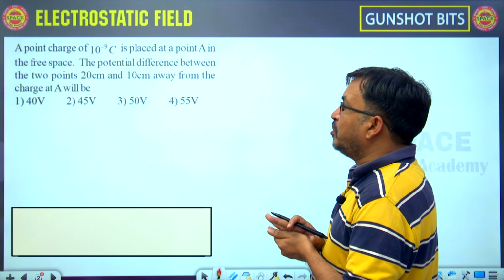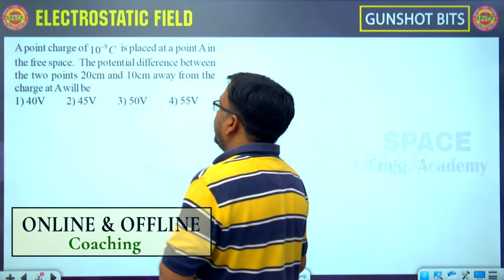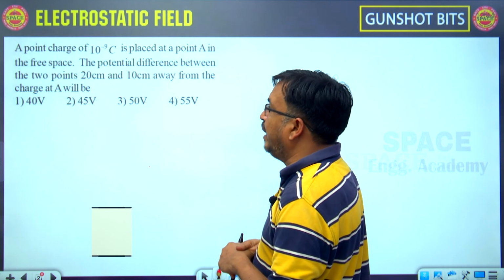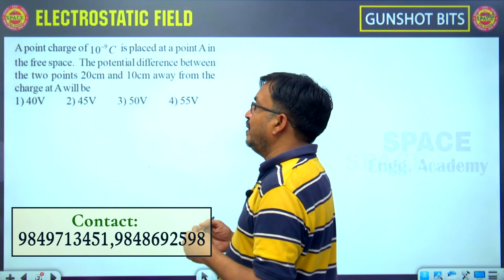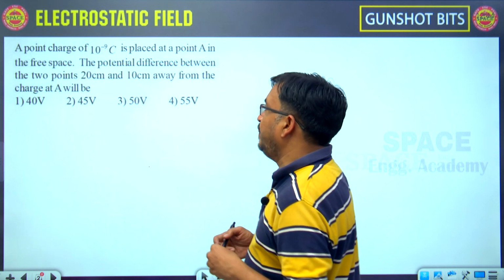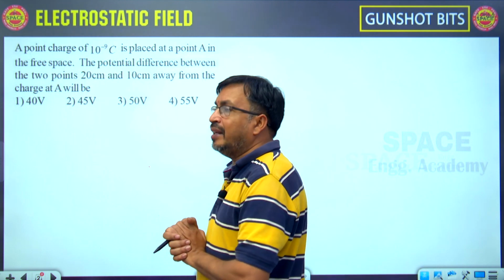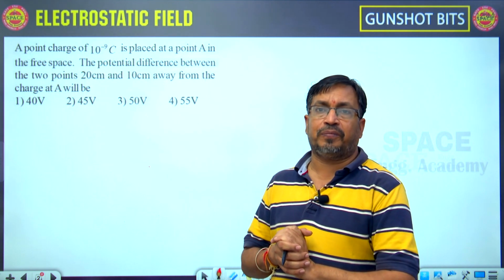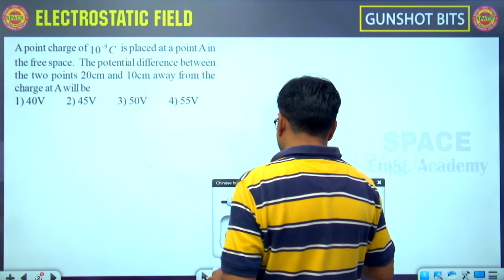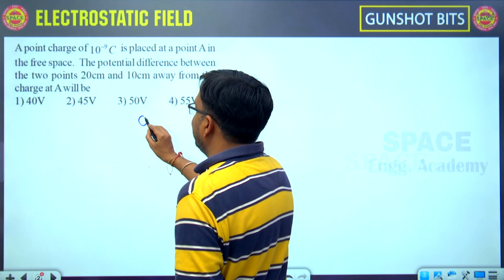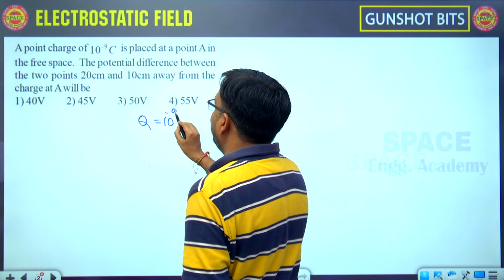See here the first question: a point charge of 10 power minus 9 coulombs is placed at a point A in the free space. The potential difference between the 2 points 20 centimeter and 10 centimeter away from the charge at A will be. This is the question. See here students, a charge is given. What is the value? 10 power minus 9 coulombs. This is the charge value.